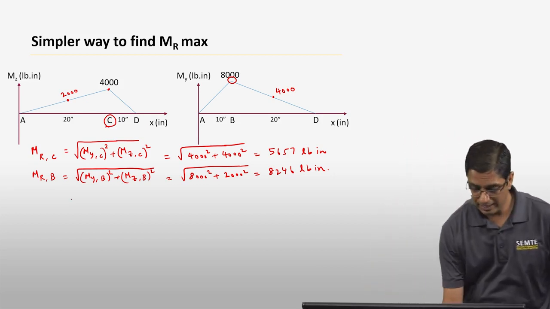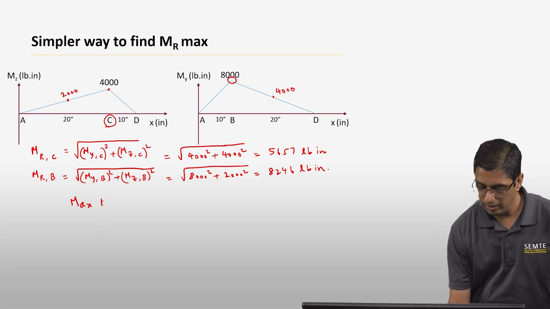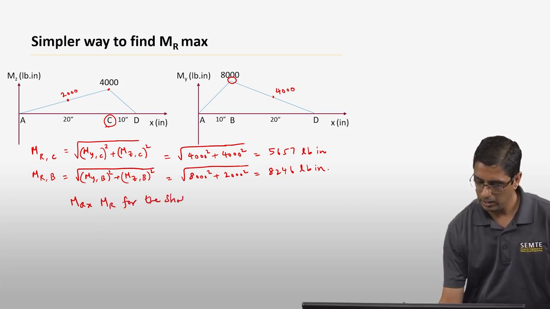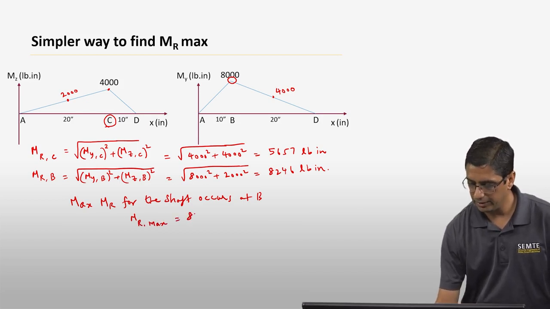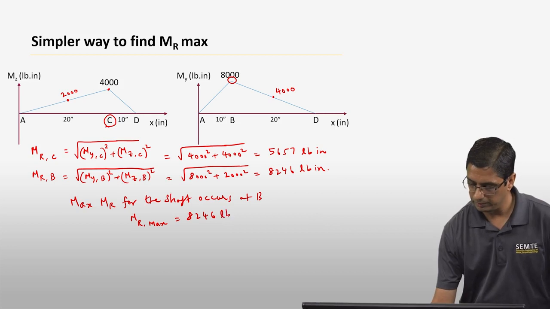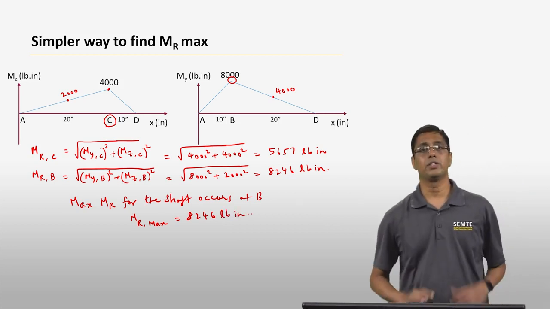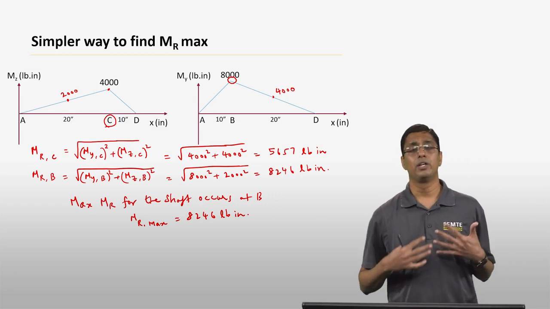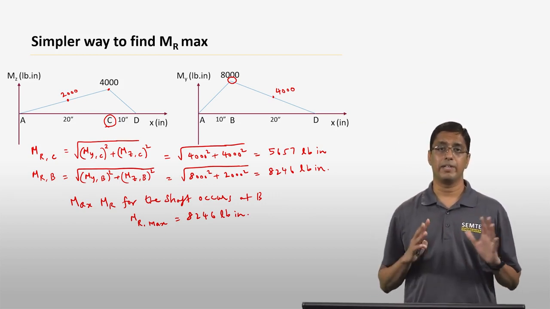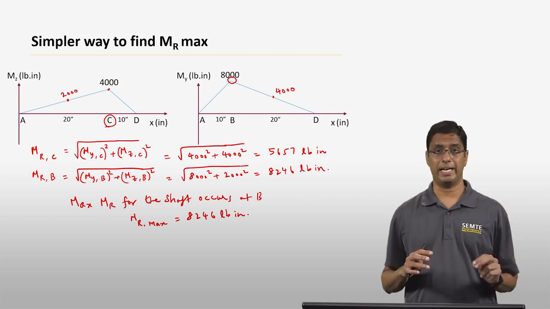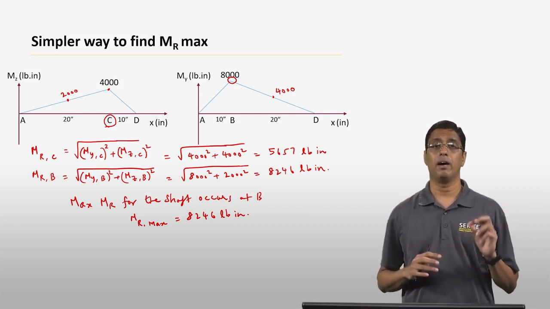Okay, so maximum MR for the entire shaft occurs at B, and MR max is going to be equal to 8,246 pound-inches. Okay, so this is a much simpler way to find out where the maximum resultant bending moment occurs for the case where all the individual bending moment diagrams are linear.